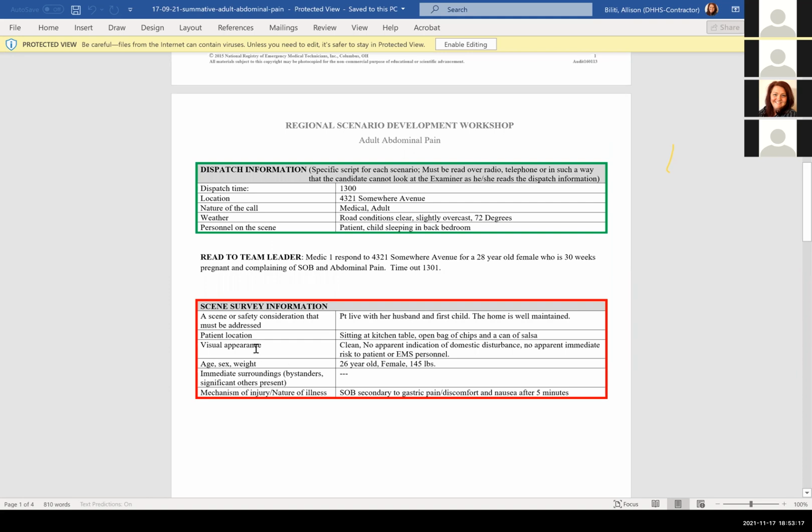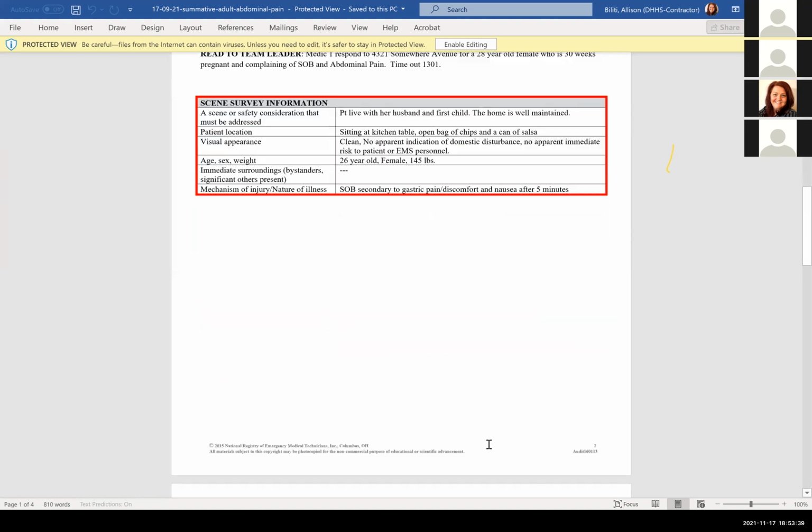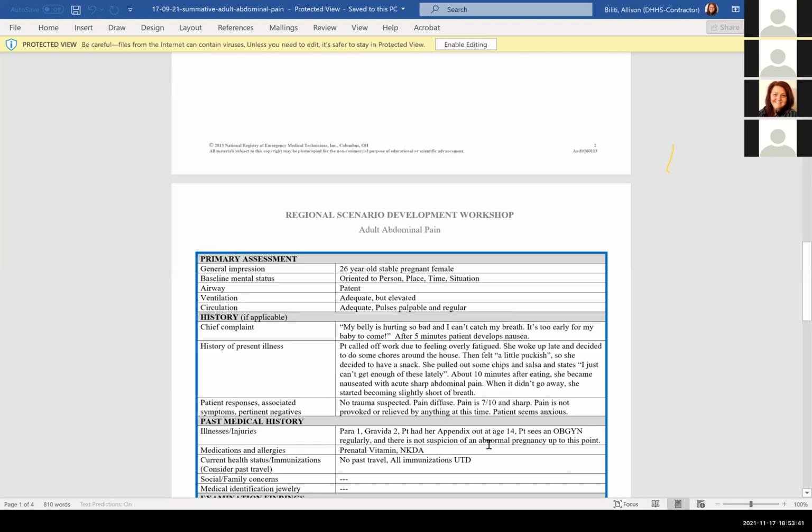If I needed to, I could tell them that they're sitting at the kitchen table with an open bag of chips and a can of salsa. Okay, it's descriptive, right? And I'm not saying we have to get that descriptive, but the more information that we provide prior to, certainly the more reliability and consistency we'll have during the evaluation. Again, sorry for scrolling, but I want to show you.